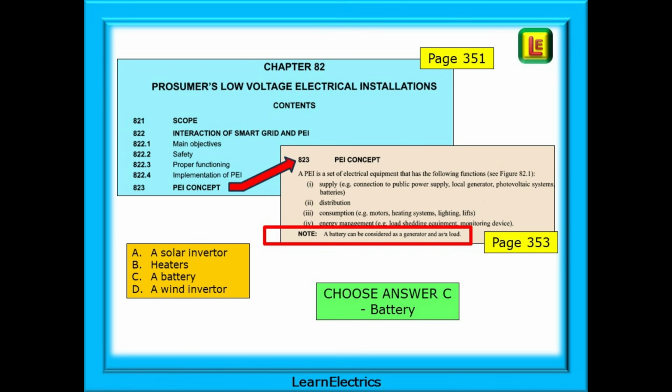Turning to page 353, we have regulation 823, and then, a few lines down, under note, it says, a battery can be considered as a generator and as a load. So choose answer C, battery.